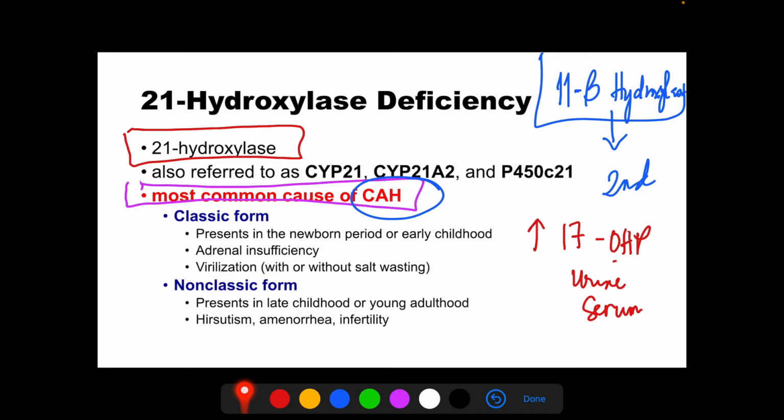Also in the non-classic form, the presentation in women is very similar to that of PCOS. So you know this one, polycystic ovarian syndrome or the polycystic ovarian disease. So that's in the non-classic form. And in males, however, they can develop precocious puberty, meaning to say they might have early development of puberty. Also, they could have adrenal rest within the testis and infertility. So that's in male.